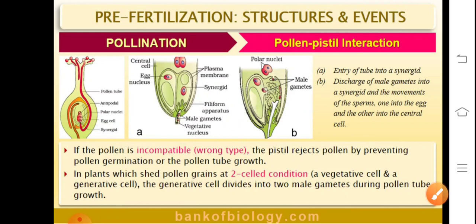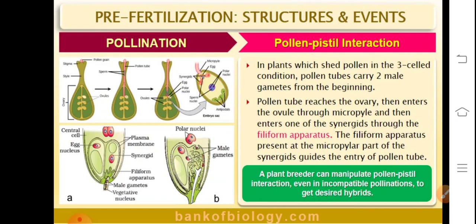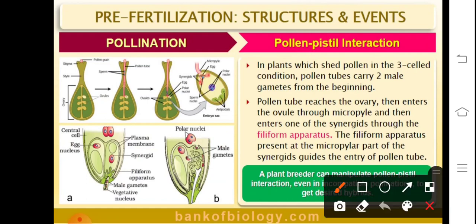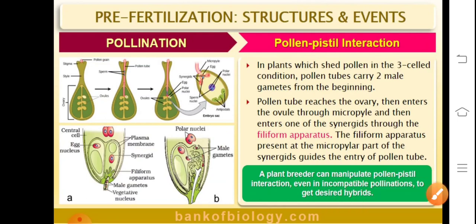The pollen grains which are shed could be shed in the two-celled condition. It is observed in 60% of the angiosperms where there is presence of a vegetative and a generative cell. The generative cell could divide to produce two male gametes during the pollen tube growth. In the remaining 40% of plants, the pollen grains are shed in the three-cell stage where the generative cell divides to produce two male gametes.